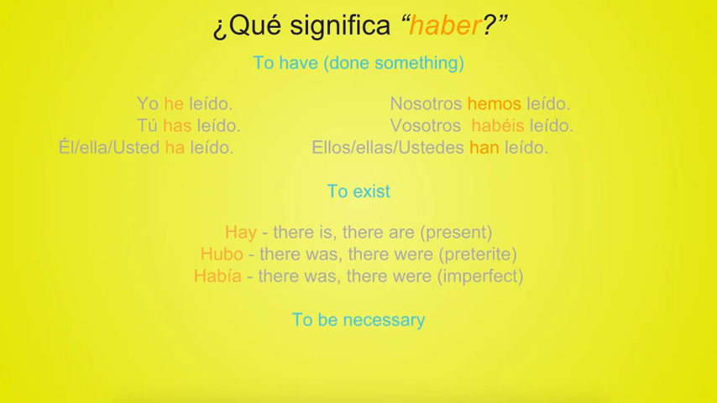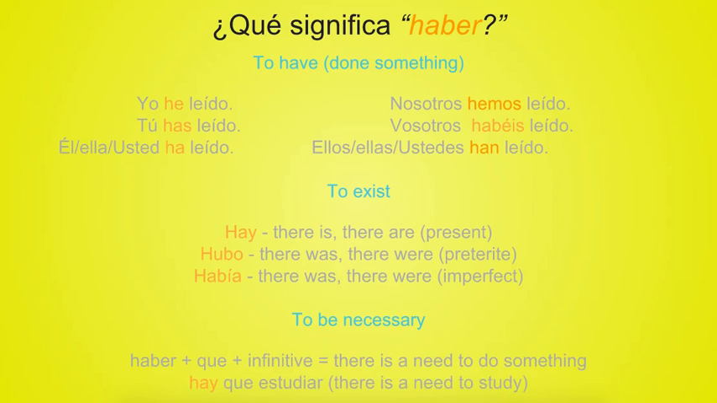One other way that we use the verb haber is to express that something is necessary. We use the formula haber plus que plus an infinitive verb to show that there's a need to do something. And this formula is really only used when you don't have a subject. An example would be, you could say, hay que estudiar. There is a need to study. You might say, there is a need to study or there is a need to clean, those types of things. But it's not necessarily saying that one specific person or group of people needs to do that.